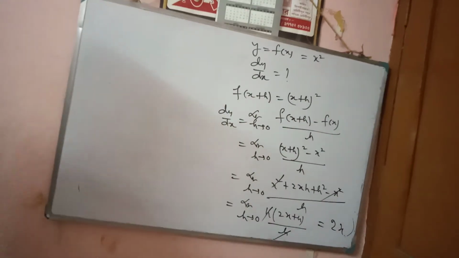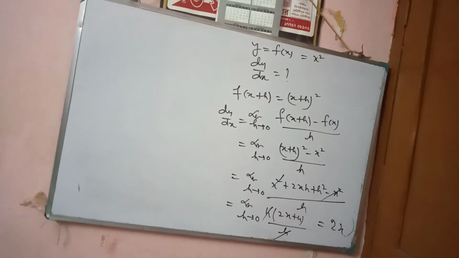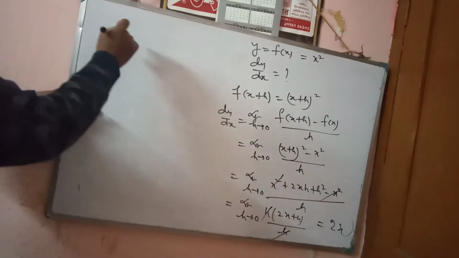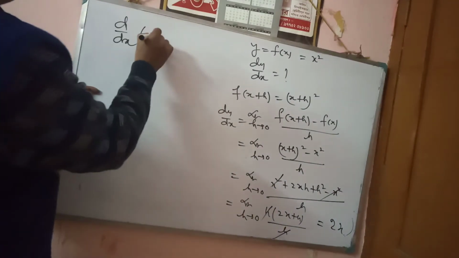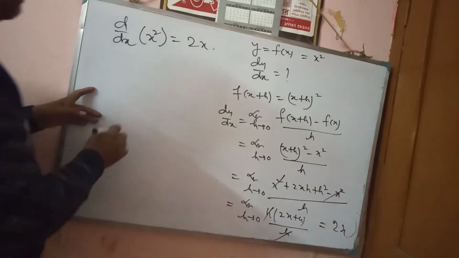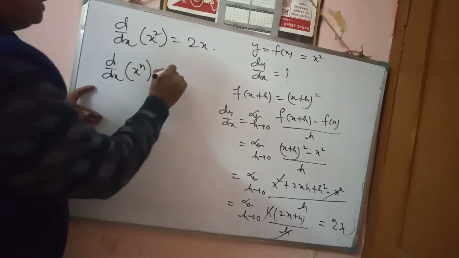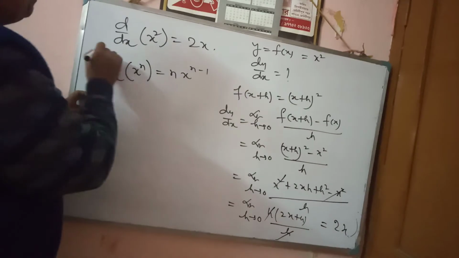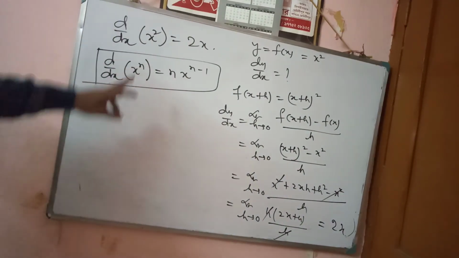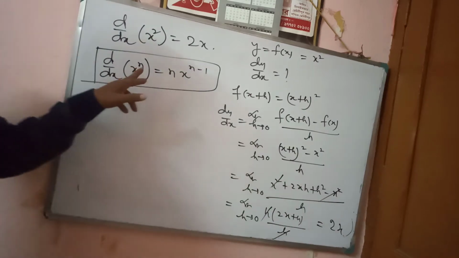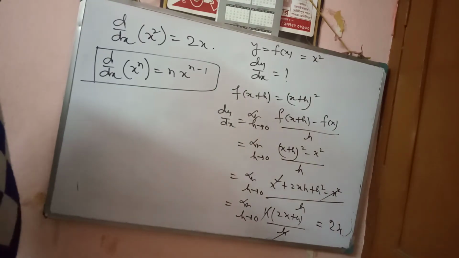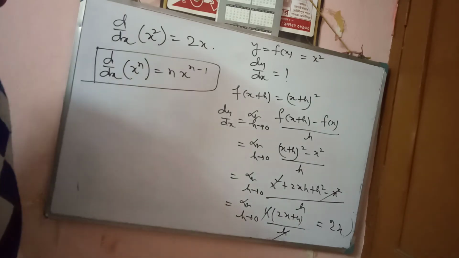Okay, right. So here we are getting d/dx of x square is twice x. All of you remember the general formula: d/dx of x to the power n is n x to the power n minus 1. Keep in mind, x to the power n, here x is the variable.